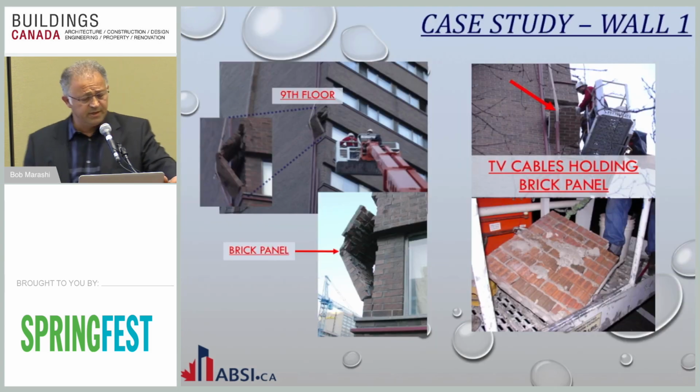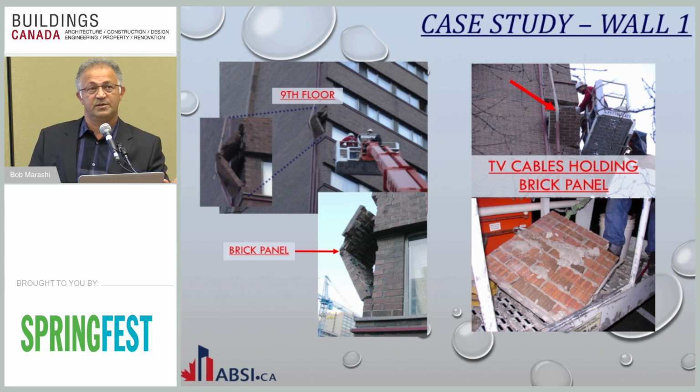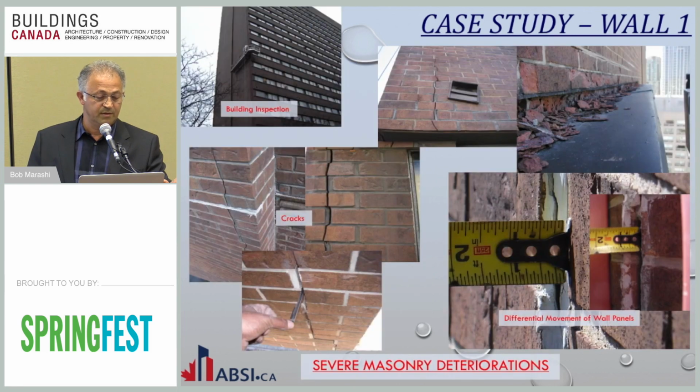The first one was a building in downtown Toronto. A panel of brick came off the building. We got up there. The only thing that was holding the panel was TV cables, basically, right on the sidewalk on Yonge Street. So obviously we blocked the sidewalk and closed the road. The next day we got up there and started investigating.